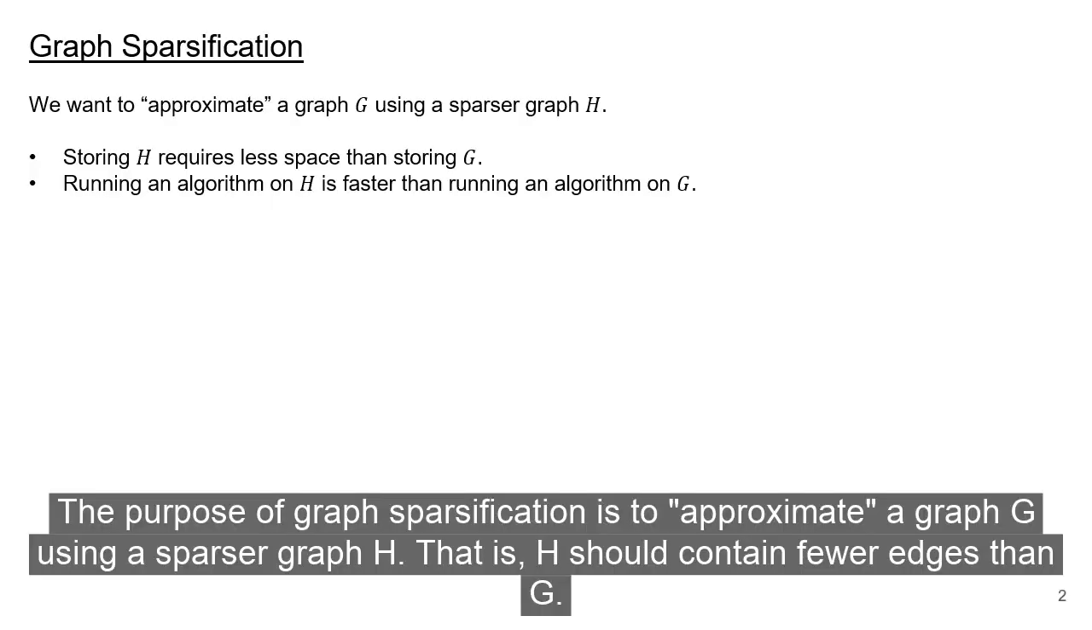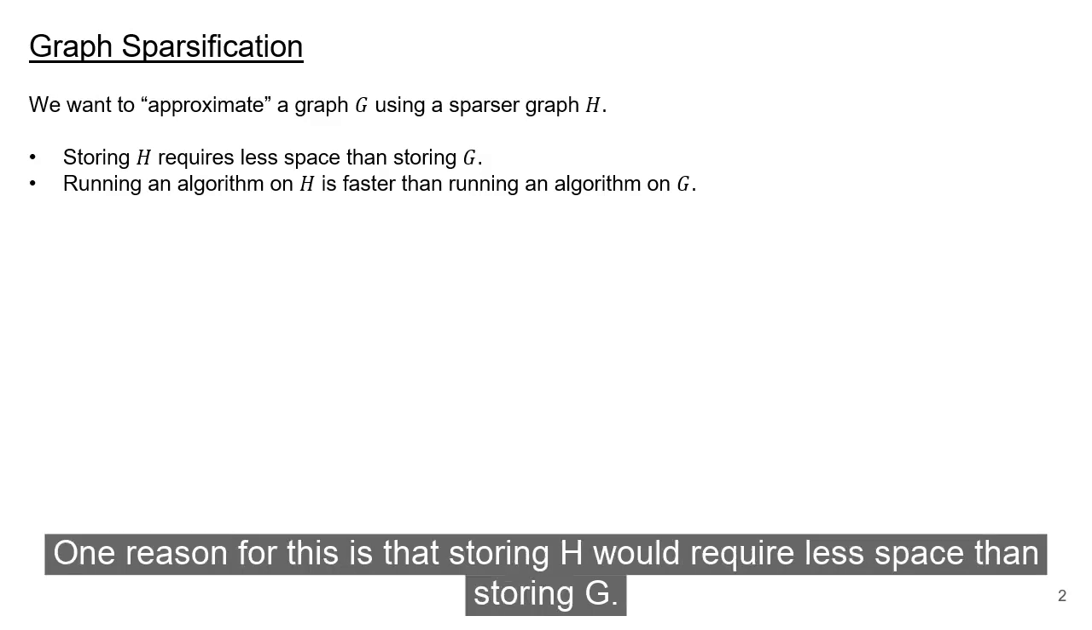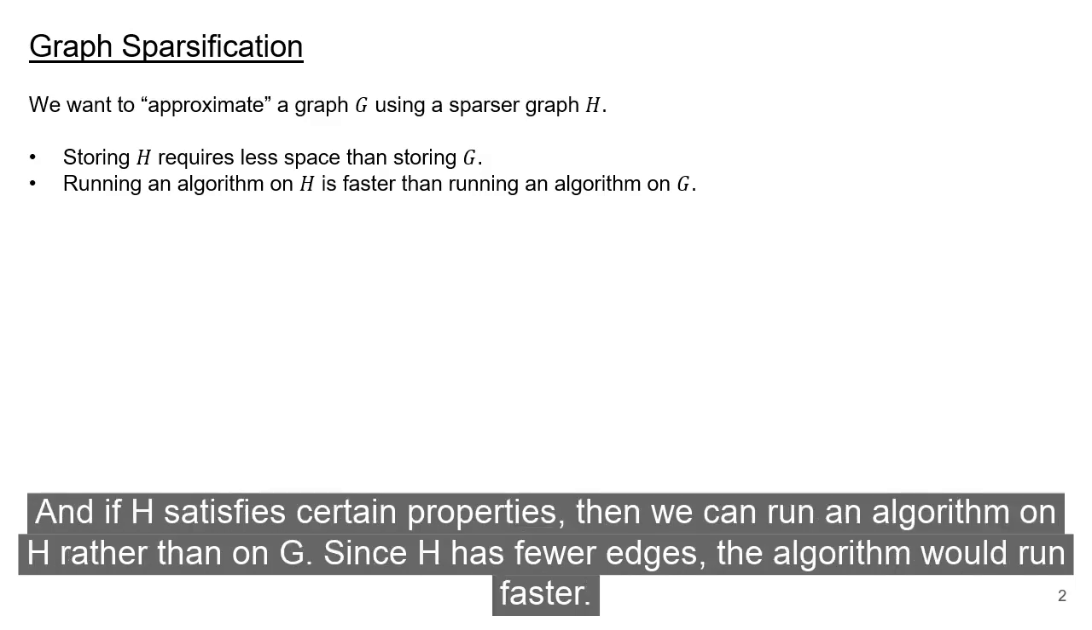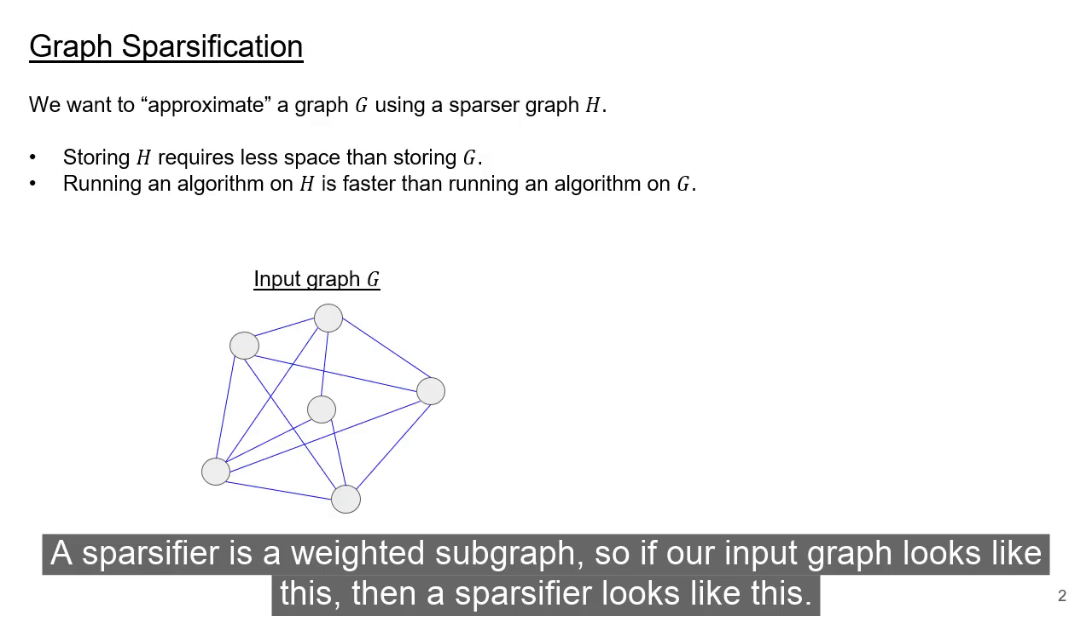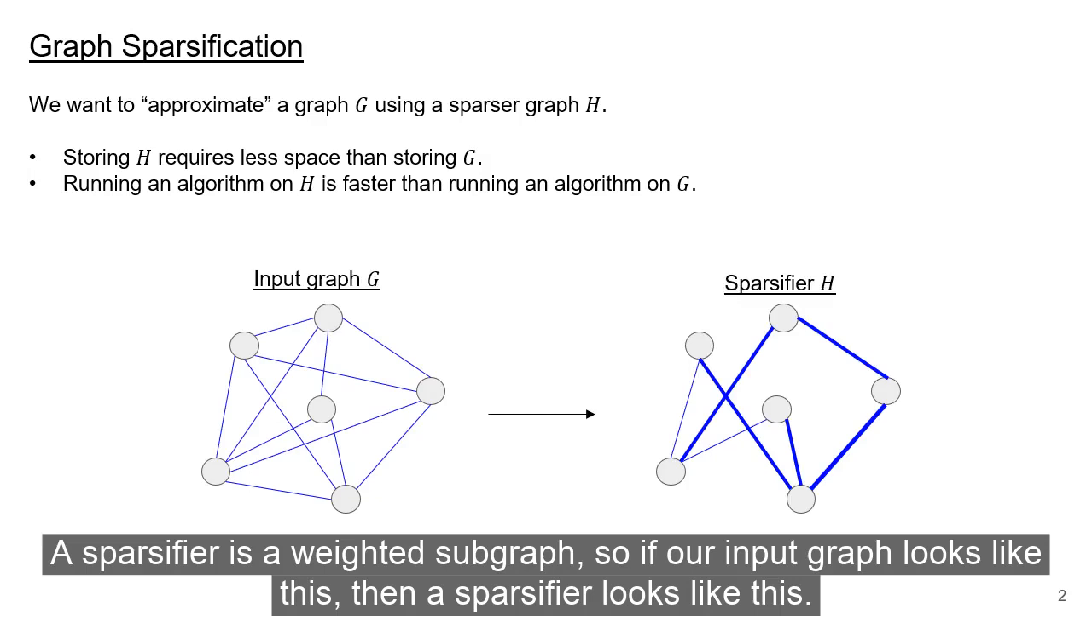The purpose of graph sparsification is to approximate a graph G using a sparser graph H. That is, H should contain fewer edges than G. One reason for this is that storing H would require less space than storing G. And if H satisfies certain properties, then we can run an algorithm on H rather than on G. And since H has fewer edges, the algorithm would run faster. A sparsifier is a weighted subgraph. So if our input graph looks like this, then a sparsifier looks like this.